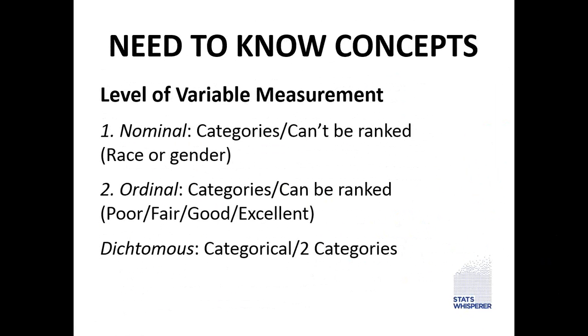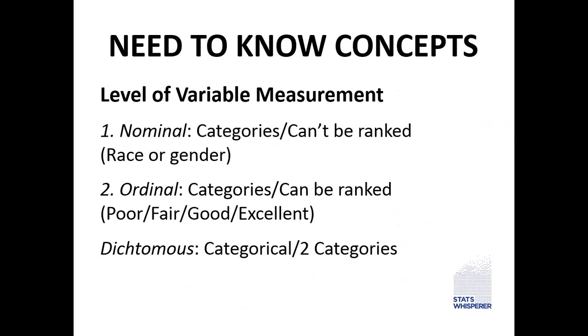So nominal, it's a categorical variable, right? So it puts things in categories, but they can't be ranked, right? So there's no reason to think, you know, one belongs higher or lower than the other. For example, race or gender, right? So if you have male or female, you really can't rank one above the other.